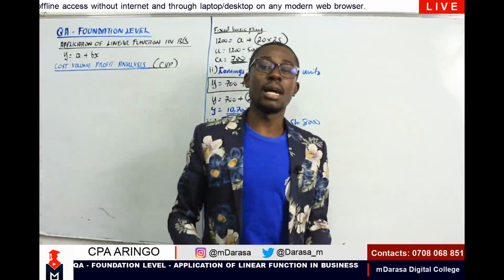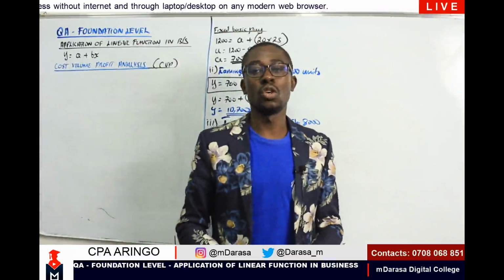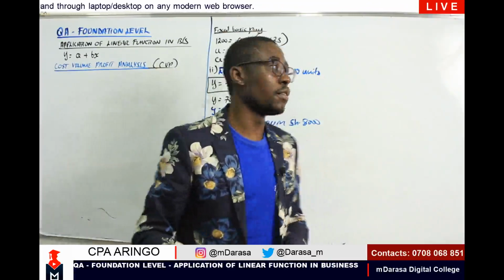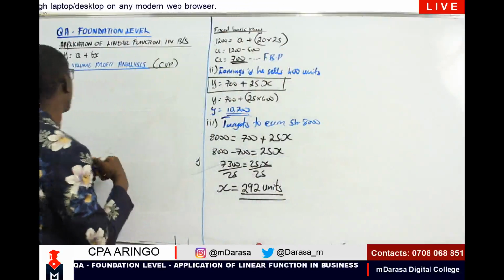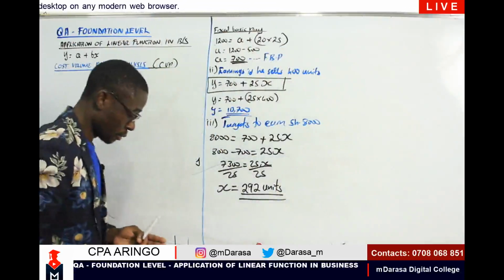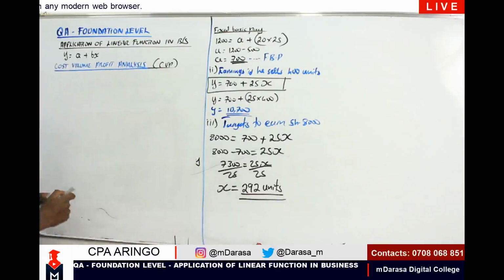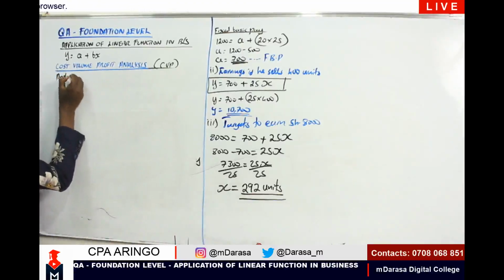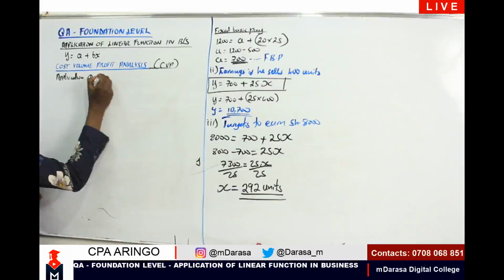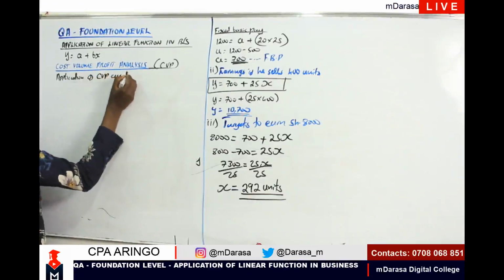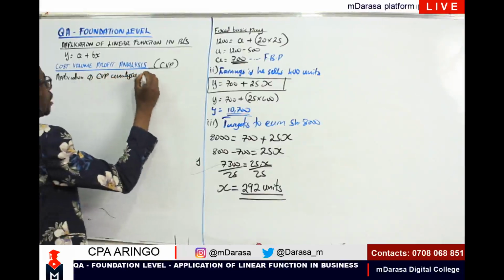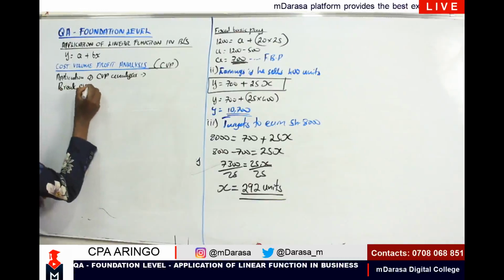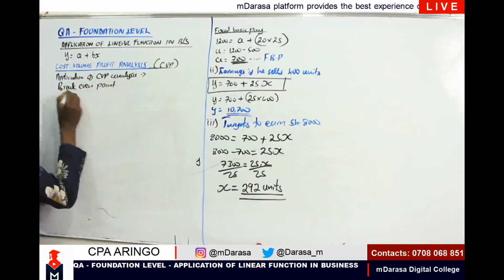And the main application behind cost volume profit analysis, we normally term it as what? As break-even point. So after we've gotten the whole concept behind CVP, look at the main application behind cost volume profit analysis. The main application of CVP analysis, we normally term it as break-even point, BEP.